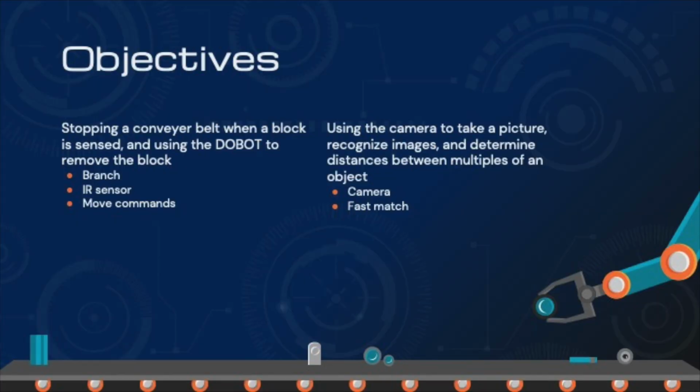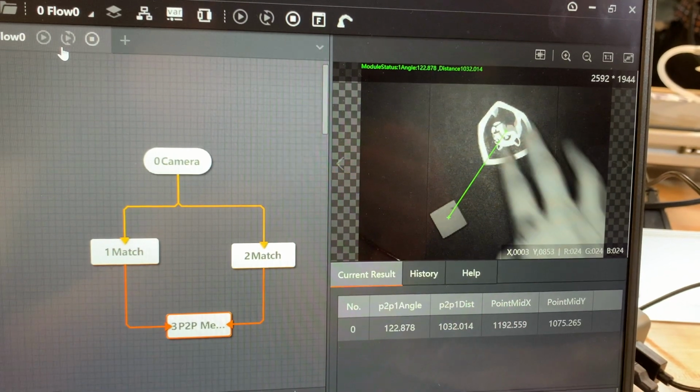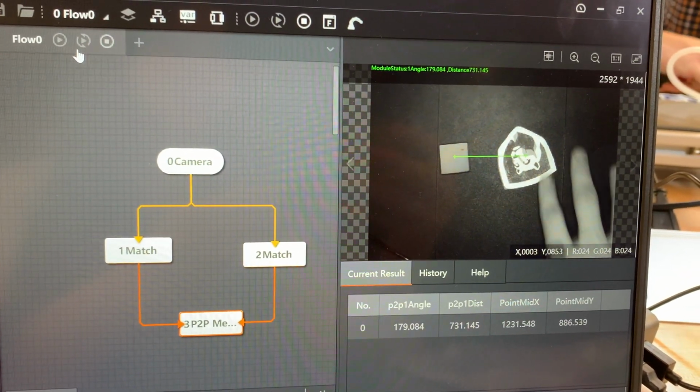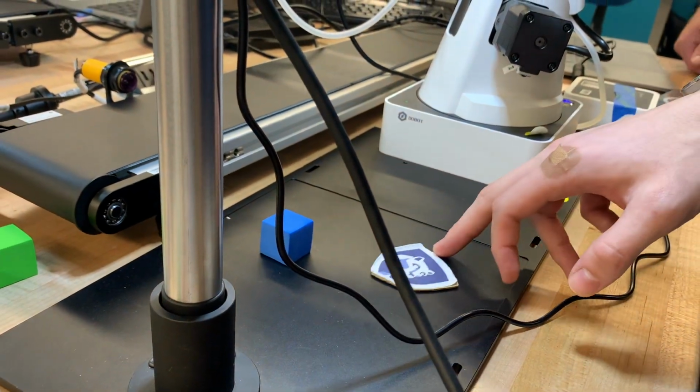In the final portion of the lab, we used the camera connected to the Dobot to recognize images. Our team was able to use the camera to take a picture, recognize the image it was looking for, and find the distance between multiples of the same object. With the camera now in our tool belt, we were able to go on to the next lab.